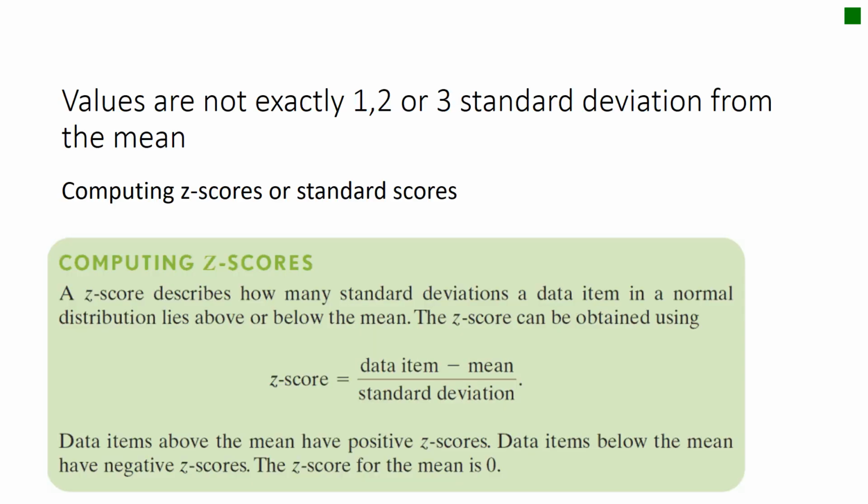This is a second recording for section 12.2 or 12.4. Values that are not exactly 1, 2, or 3 standard deviations from the mean.